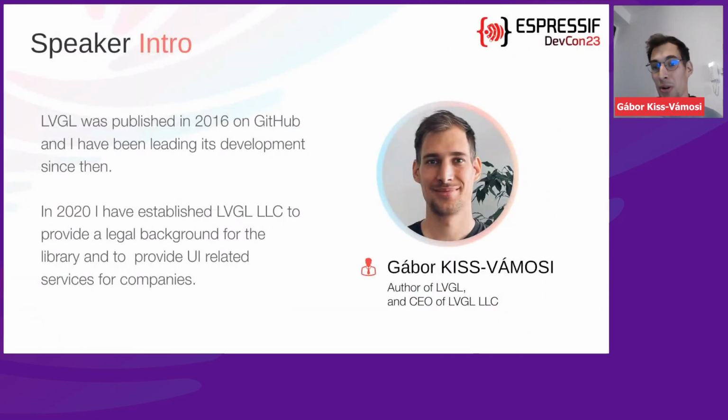My name is Gábor Kisvámosi, and I'm the author of the LVGL library. I published it in 2016 on GitHub, and since then I'm leading its development as well. In 2020, I established my company called LVGL LLC. With this company, we are doing some UI-related services like UI development and consulting. And we need this company just to have a legal background for the open source LVGL library as well.